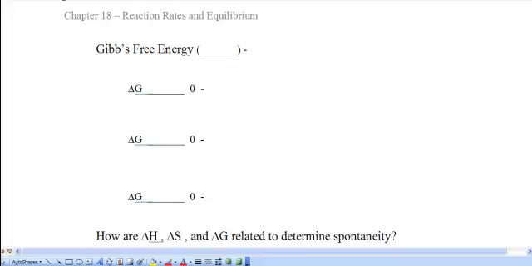Free energy, also called Gibbs free energy after Willard Gibbs, an American chemist in the 1800s who helped develop this idea, is given the symbol delta G in honor of Willard Gibbs. And free energy is defined as the maximum useful energy available to do work.